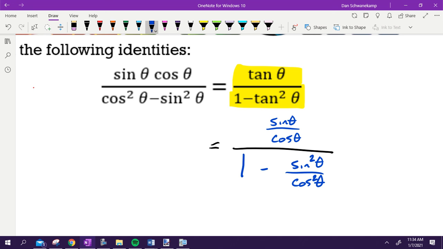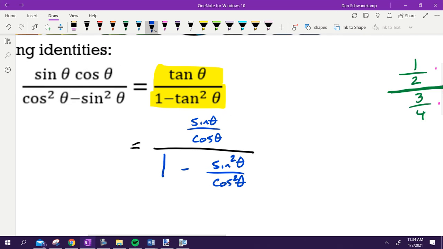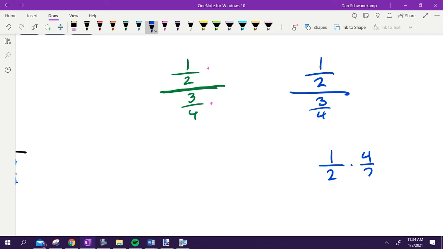Everybody with me to this point? There's some different things you could do here. But let's talk about clearing a fraction real quick. If you took 1/2 divided by 3/4, and I told you to find the answer, what would you do? Multiply by 4/3, right? We could multiply by the reciprocal. The answer is 4/6, or 2/3. Everybody agree with me on that? That is one way we could do that problem.